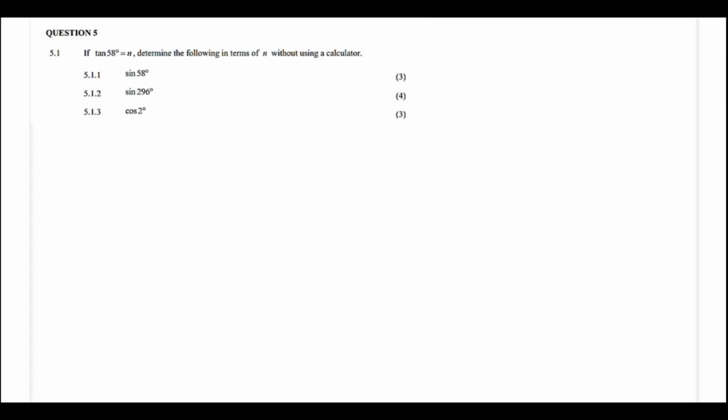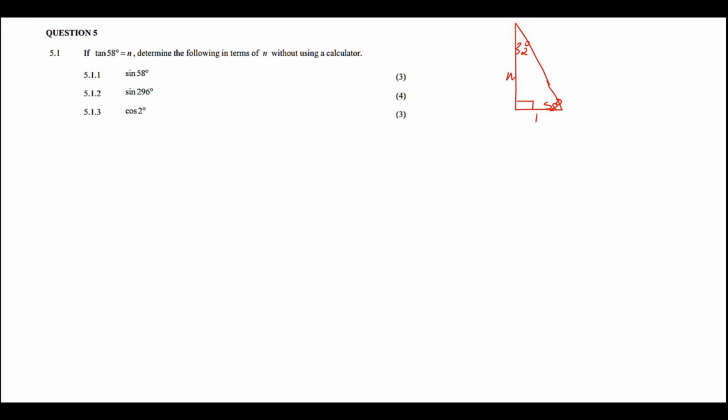So now you start off with a mini right angle triangle. I'll draw it alongside here. This is my mini right angle triangle. This is 58 degrees. The remaining angle is 32 degrees. Then my opposite, because we know the definition for tan, it's opposite divided by the adjacent. This will be n, this will be 1.